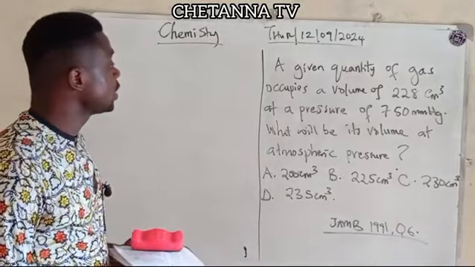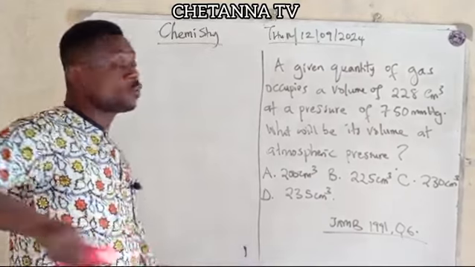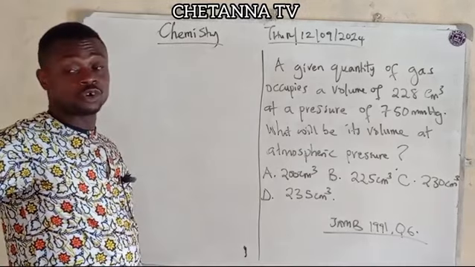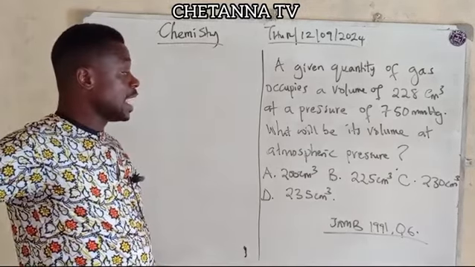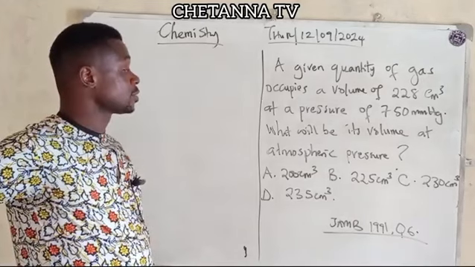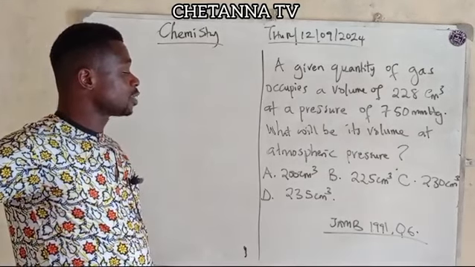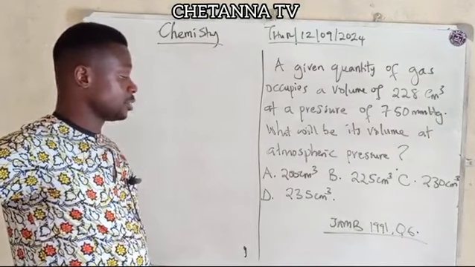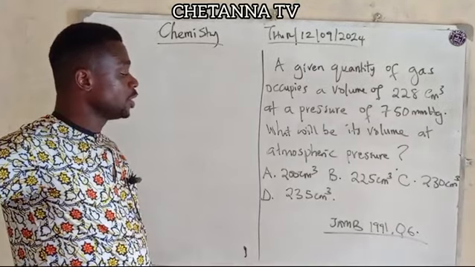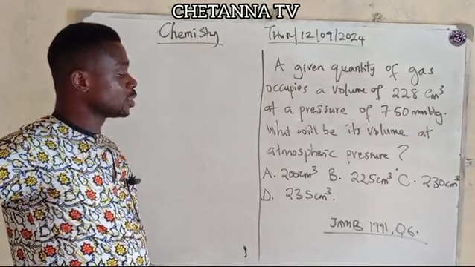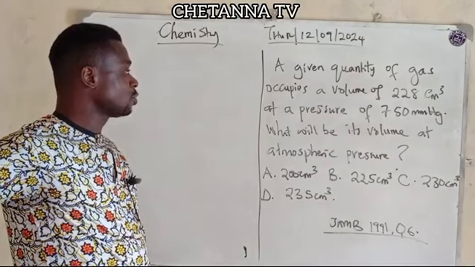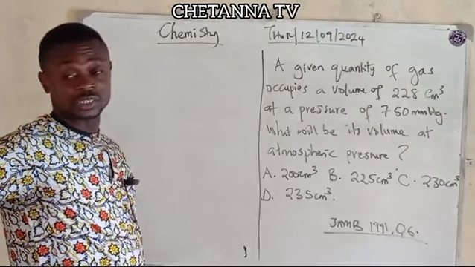Let's look at this question. It says a given quantity of gas occupies a volume of 228 cm³ at a pressure of 750 millimeter mercury. What will be its volume at atmospheric pressure? Option A 200 cm³, B 225 cm³, C 230 cm³, D 235 cm³. JAMB 1991 question 6.